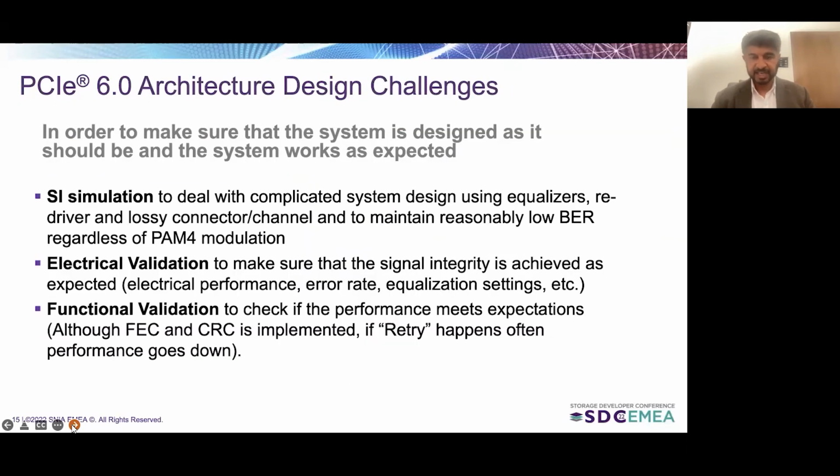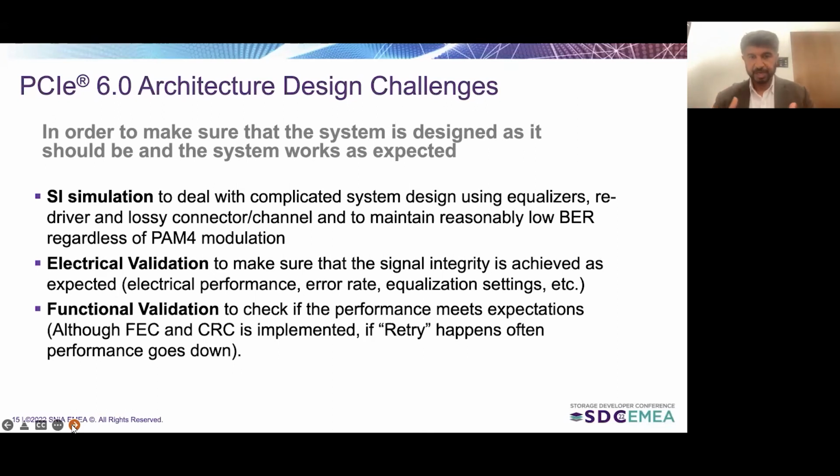From an architecture design challenges viewpoint, in order to make sure the system is designed as it should be and works as expected, we are suggesting that the engineers and the architects look at 3 major factors: SI simulation, electrical validation, and functional validation. SI simulation is to deal with complicated system design using equalizers, redriver, and a lossy connector channel, and to maintain a reasonably low BER regardless of PAM4 modulation.